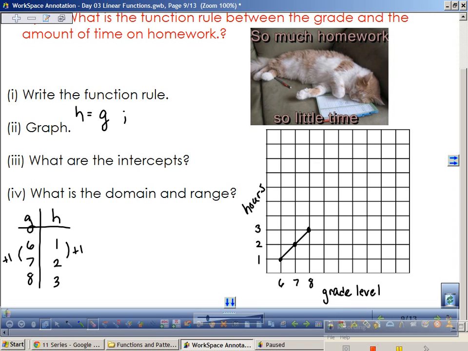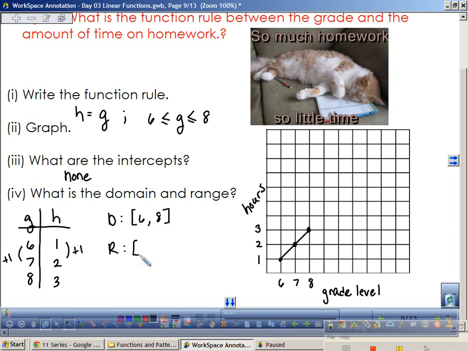In fact, if you really want to be technical about it, G has to be in between 6 and what? 6 and 8. If you really wanted to make it complicated. Okay. What are the intercepts? We don't have any. Oh, no, X, Y. Right? What's the domain? 6, 7, and 8, or you would just do 6 to 8. What's the range? 1 to 3.